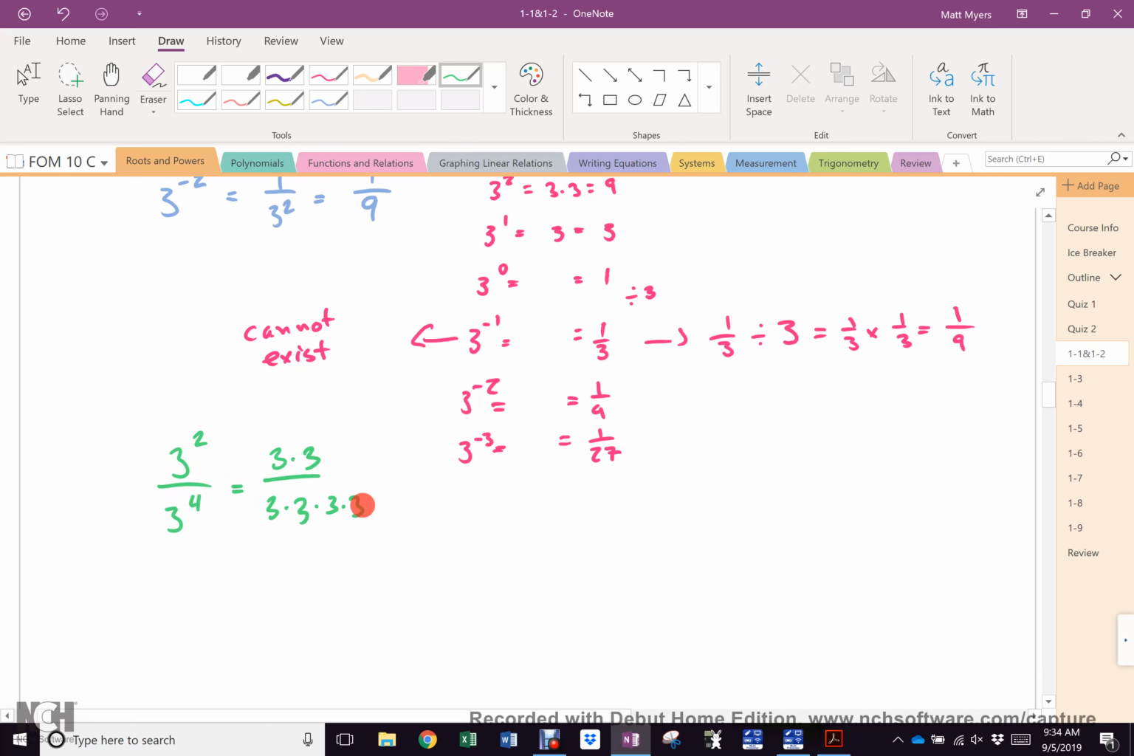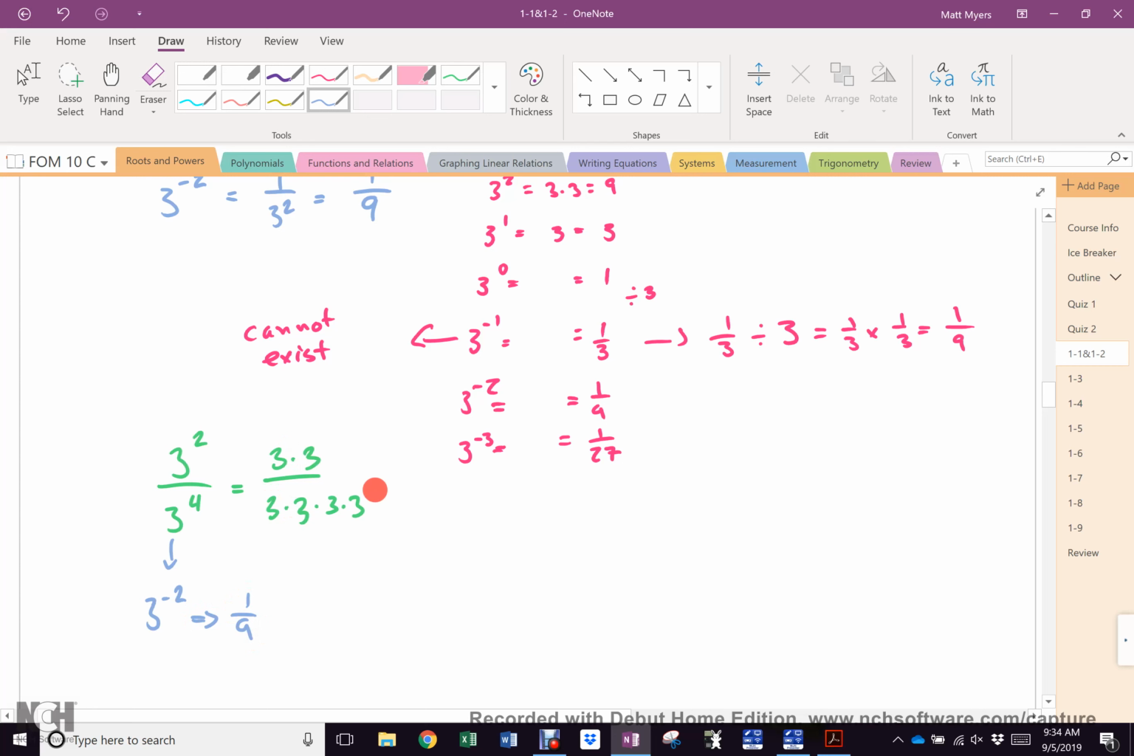Correct? Okay. What is our shortcut here when we divide? What do you automatically want to do, according to exponent law 2 on the last page? You want to subtract, right? So this becomes 3 to the negative 2, right? Can negative 2 exist? No. We know that this is 1/9, correct?